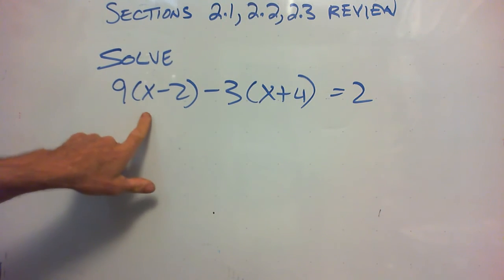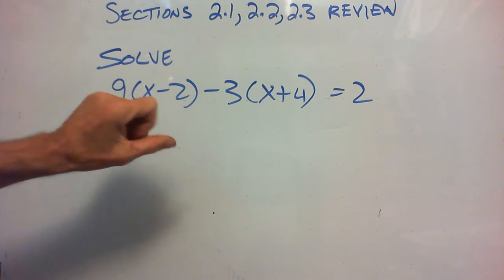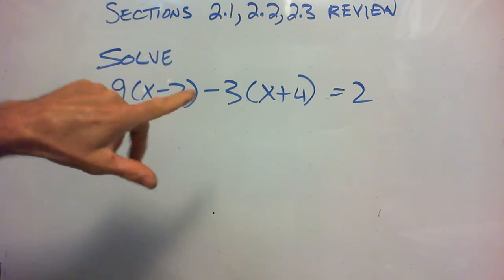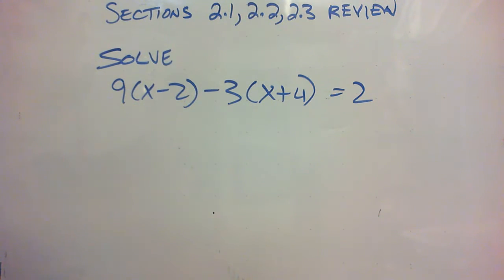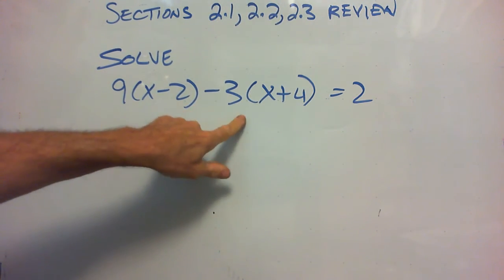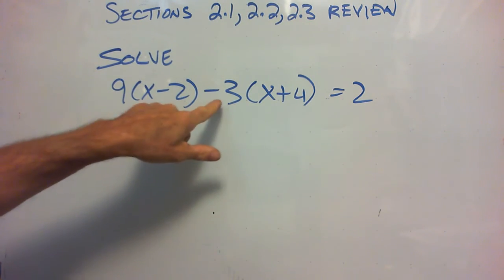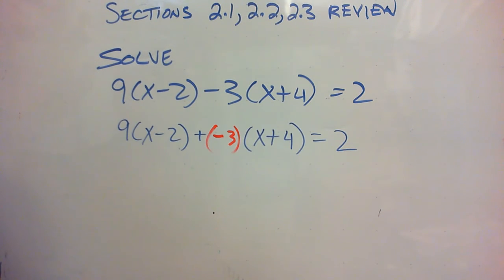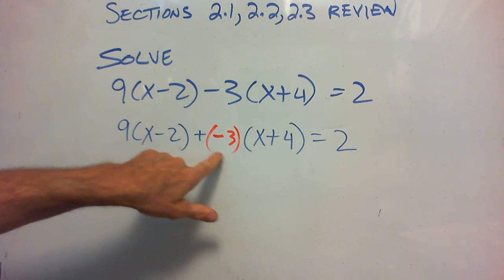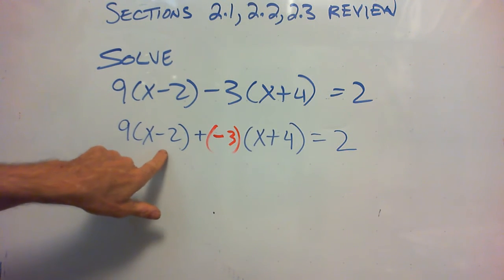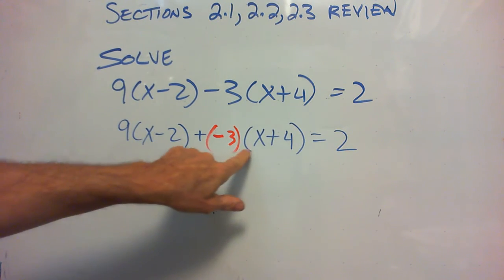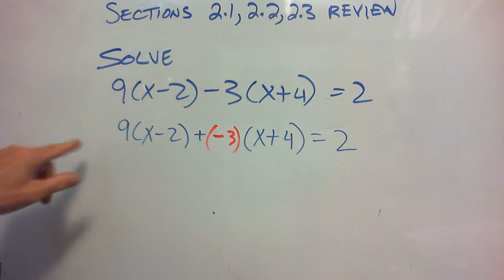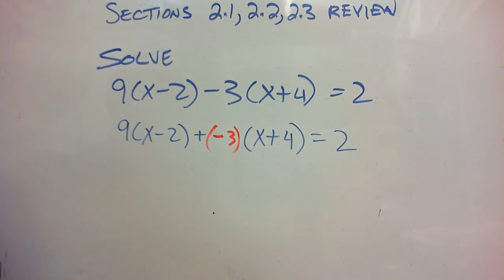Okay, in our next problem, we have 9 times the quantity x minus 2 minus 3 times the quantity x plus 4 equals 2. Your first step is going to be to distribute here, but you have to watch out. This minus 3, it's actually a negative 3 you're distributing out. So this is actually what you're doing here. You have 9 times the first quantity plus negative 3 times the second quantity. So now you distribute and go from there.